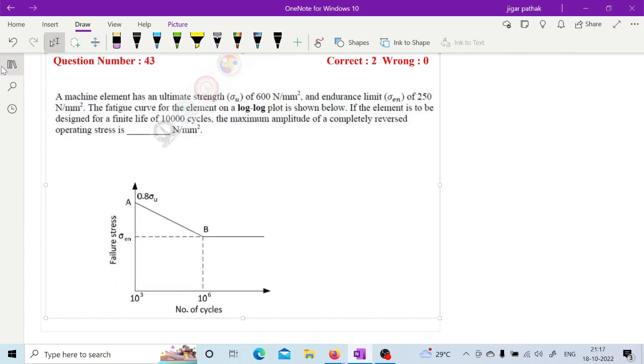Here a machine element has an ultimate strength of 600 Newton per mm square and endurance limit of 250 Newton per mm square. The fatigue curve for the element on a log plot is shown below. Now if the element is to be designed for a finite life of 10,000 cycles, the maximum amplitude of a completely reversed operating stress is in Newton per mm square. You have to calculate. So can you try this one?